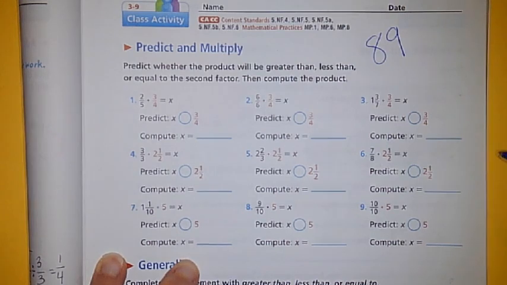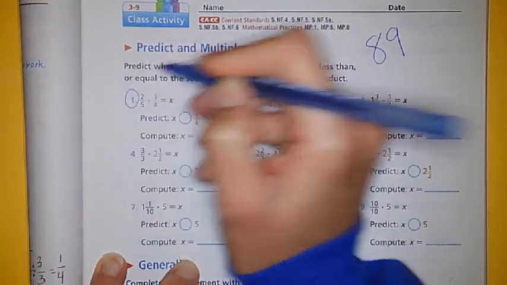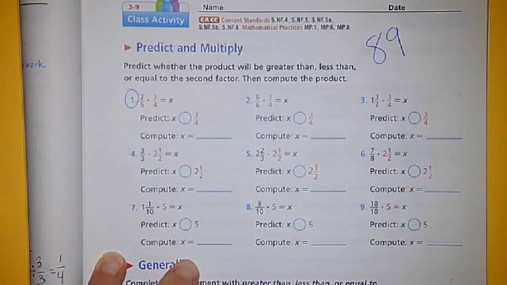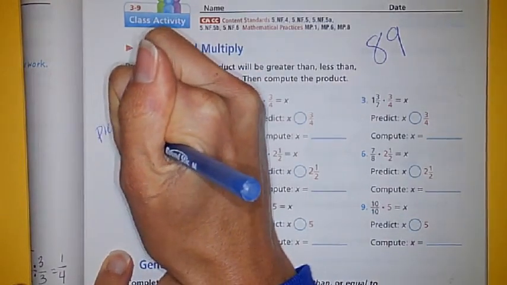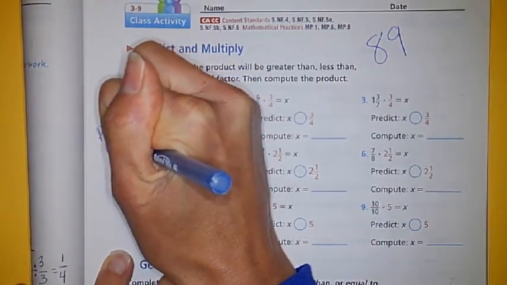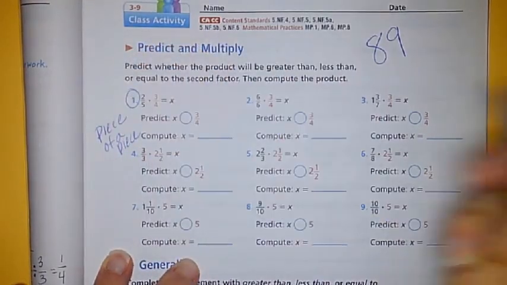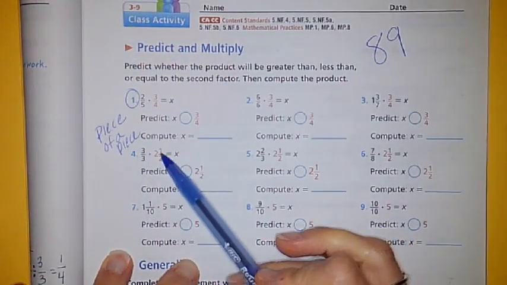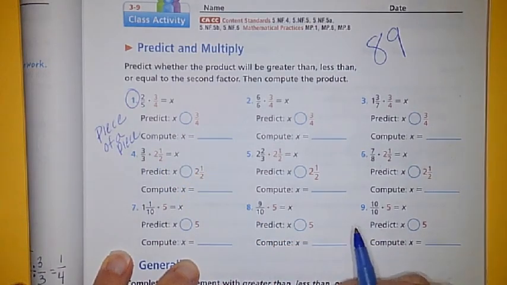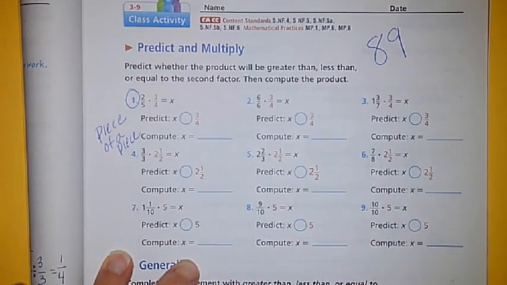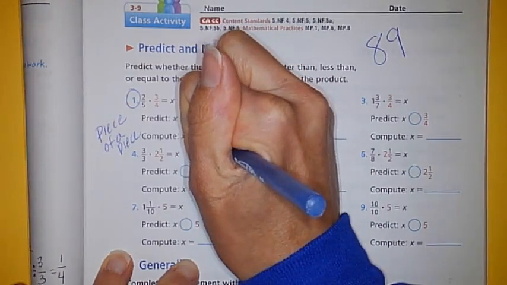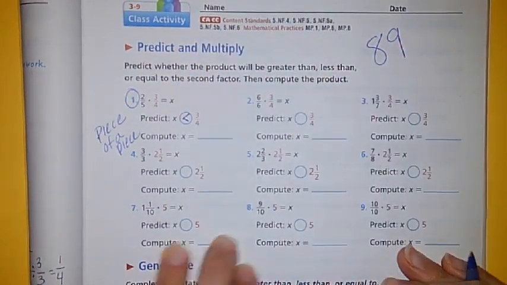So there's a couple different problems that you're going to see on this section. Number one shows us a fraction times a fraction, which we know is taking a piece of a piece. So write that down. A piece of a piece, or a part of a part. When we do that, our answer is going to get smaller. So what we end up with is always smaller than what we started with, because we're taking a fraction times a fraction, a piece times a piece. So x is always going to be smaller than those pieces.